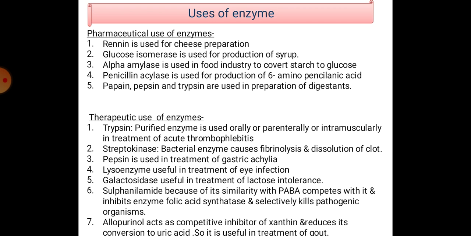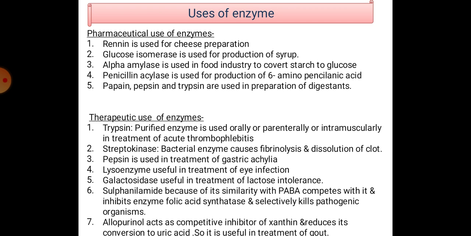Pepsin is used in the treatment of gastric achylia. Lysozyme is useful in the treatment of eye infection. Galactosidase is useful in the treatment of lactose intolerance. Sulfanilamide, because of its similarity with para-aminobenzoic acid, competes with it and inhibits the enzyme folic acid synthase and selectively kills pathogenic organisms. Allopurinol acts as a competitive inhibitor for xanthine oxidase and reduces the conversion to uric acid, so it is useful in the treatment of gout.